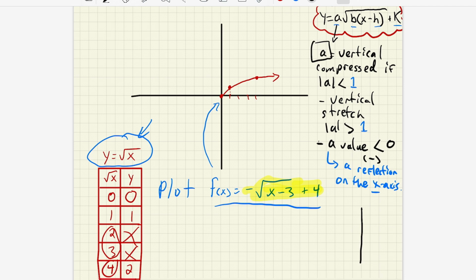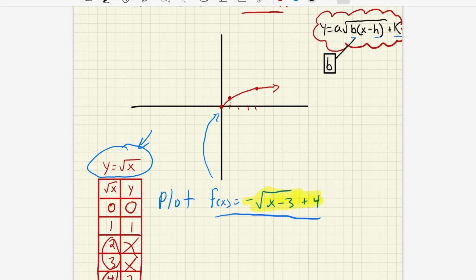And so what that means is, let's say I have my graph over here. Okay, and let's say I have a graph. A reflection over the x means that I'm going to take all the points associated with the blue line and flip them over the x so that it looks like this. And so with our A value, you can determine if it's being vertically compressed, stretched, or reflected on the x-axis.